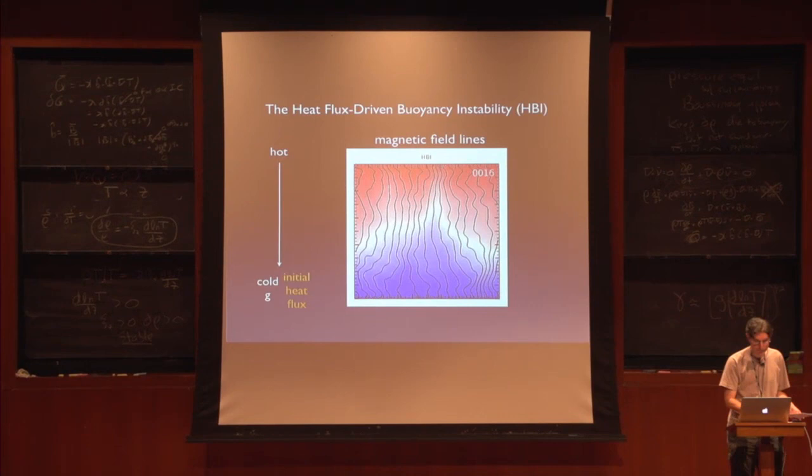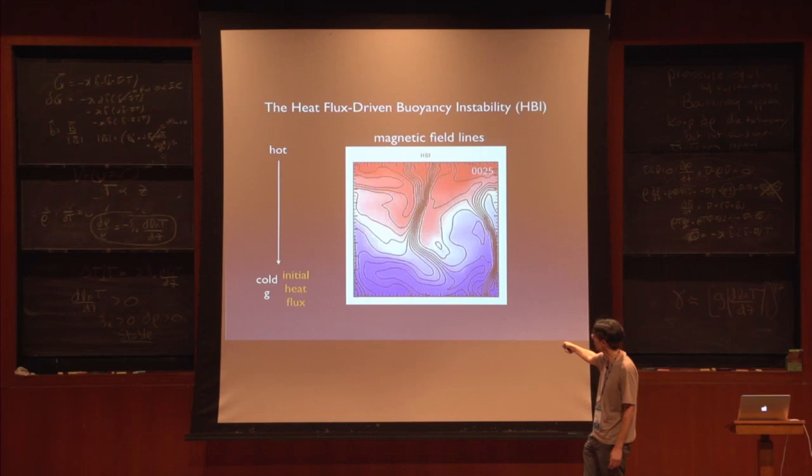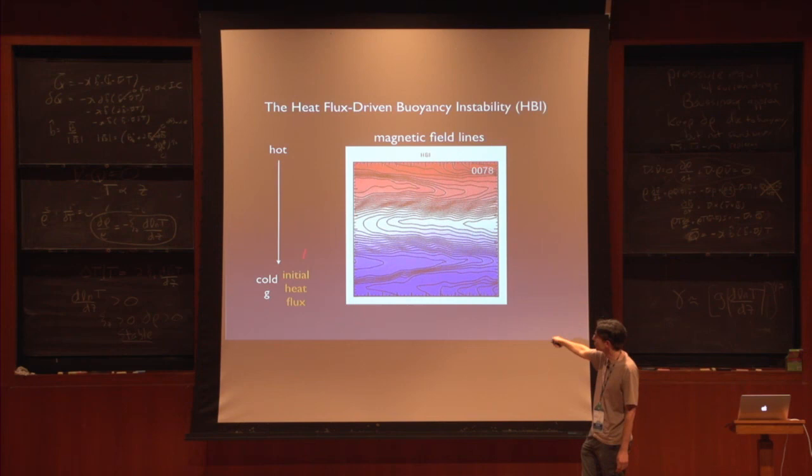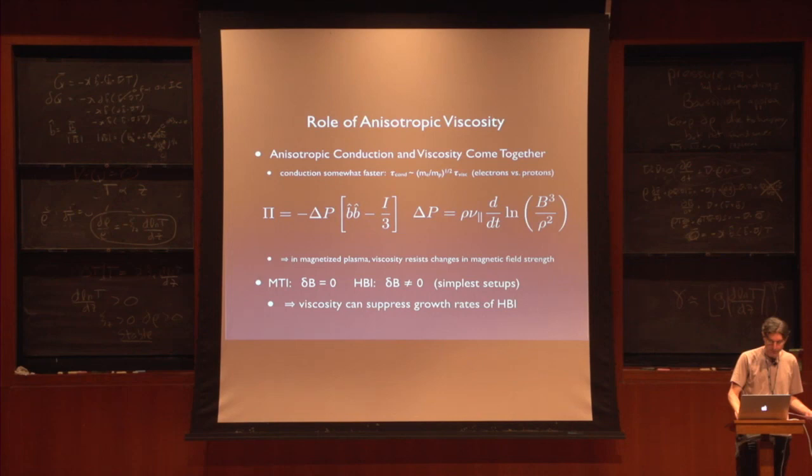The saturation is actually a little different. It saturates a little more quiescently. What it does is it actually tries to make the magnetic field relatively horizontal. By making the magnetic field horizontal, it shuts off the heat flux that's driving the instability in the first place. Okay, skip that. Some interesting stuff about viscosity.